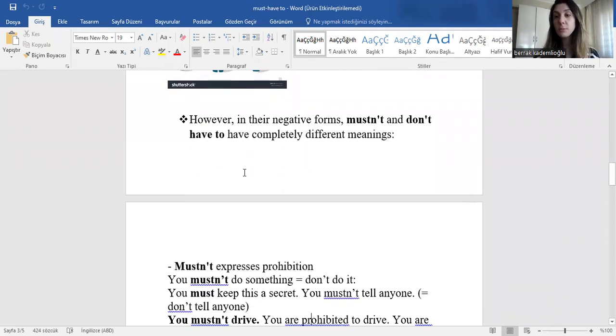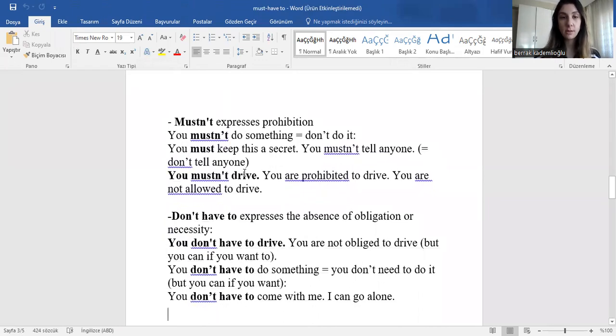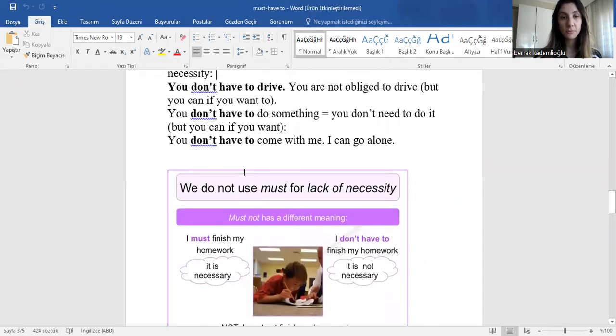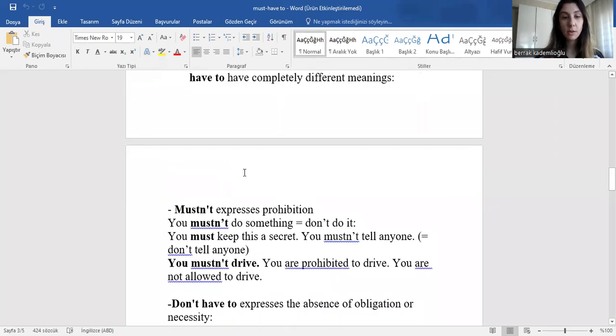Mustn't expresses prohibition. Don't do it. You must keep this a secret. You mustn't tell anyone. Don't tell anyone. You mustn't drive. You are prohibited to drive. You are not allowed to drive. You mustn't.